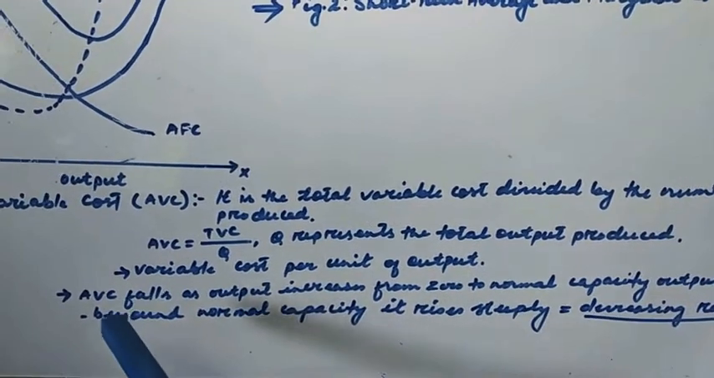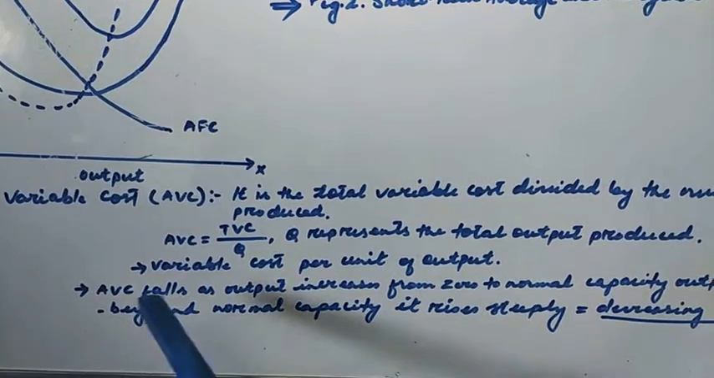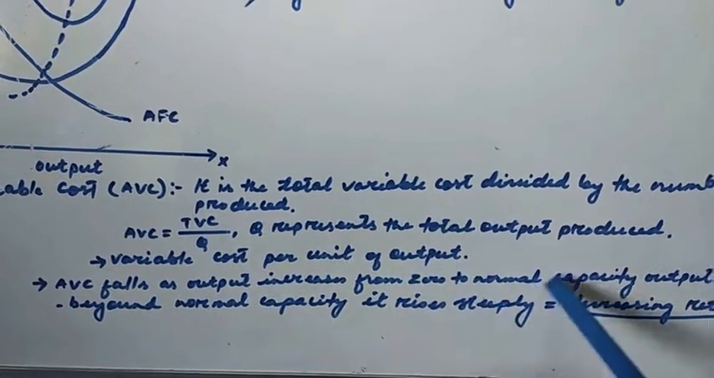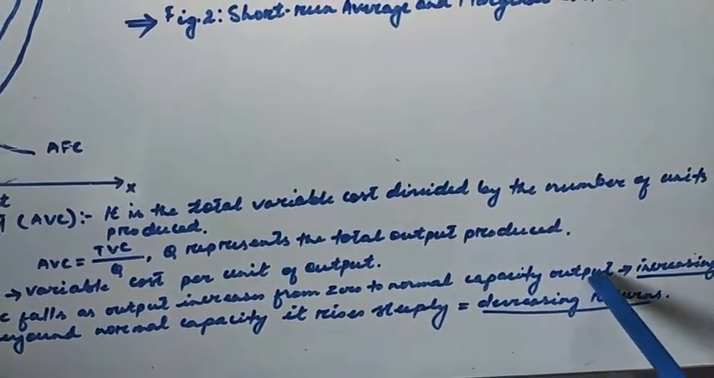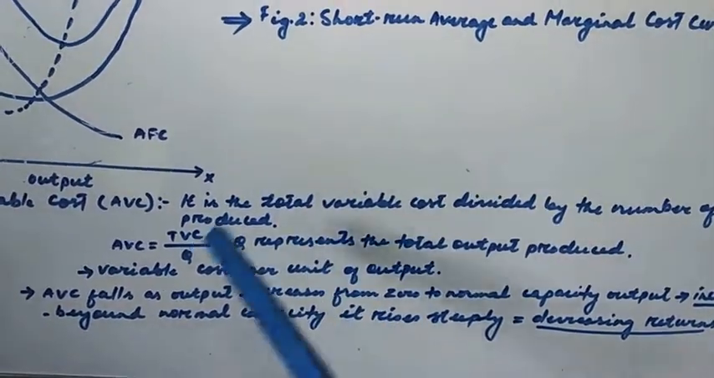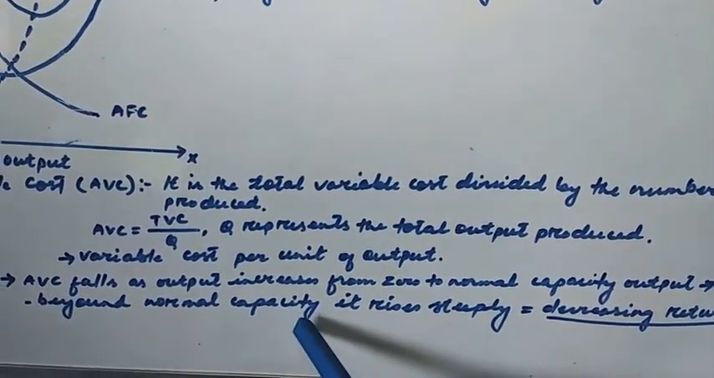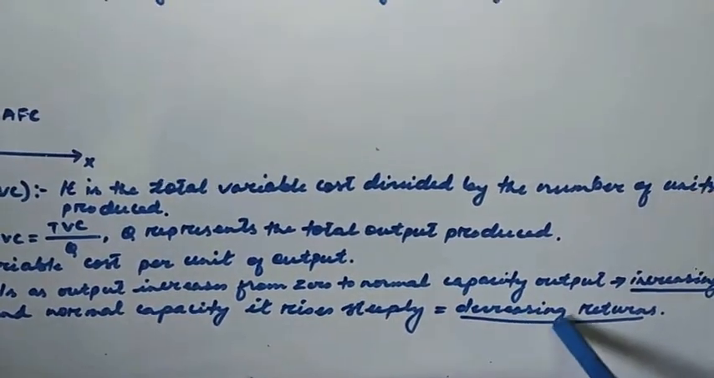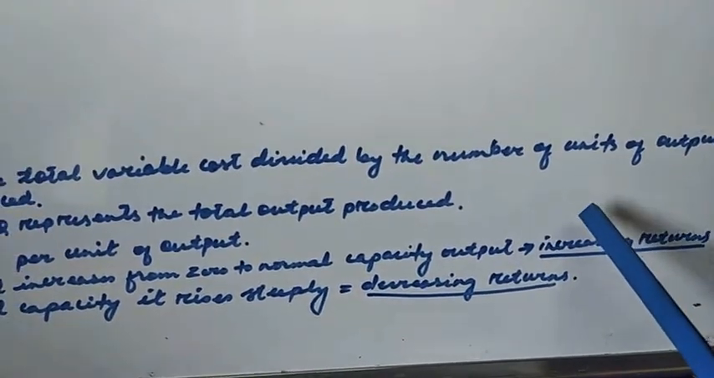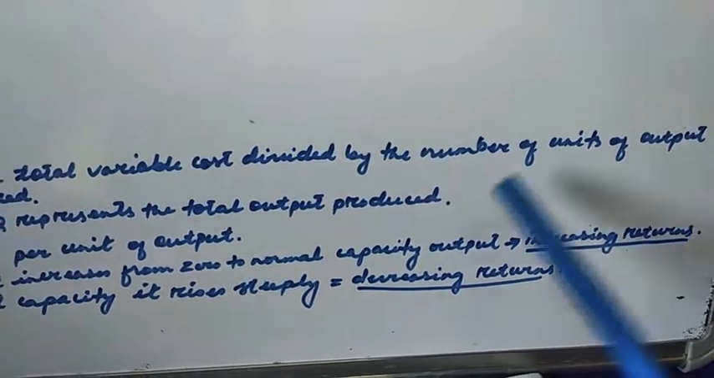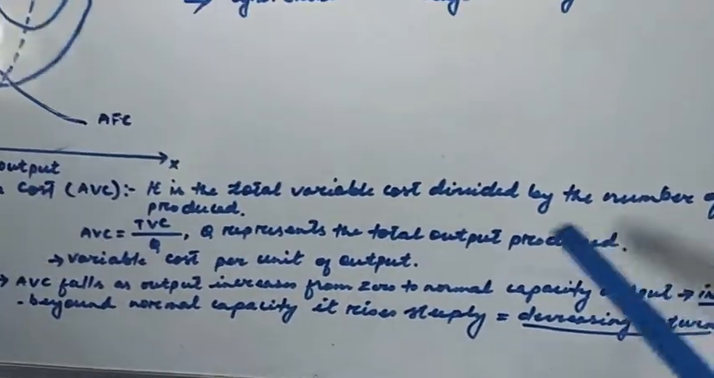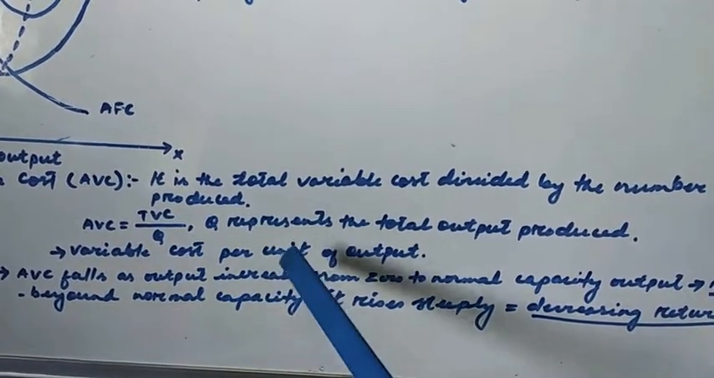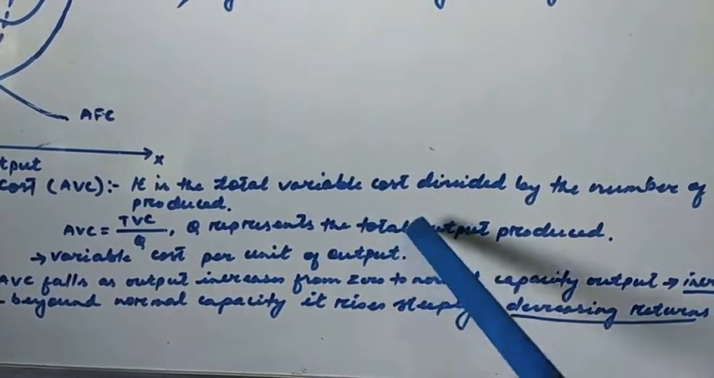And what is the property of average variable cost? Average variable cost falls as output increases from zero to normal capacity output because of the increasing returns. And again, beyond this normal capacity, the average variable cost rises steeply because of the decreasing returns. We have also discussed, when we talked about the law of variable proportion, what increasing returns and decreasing returns are. So you will see two phases in average variable cost.